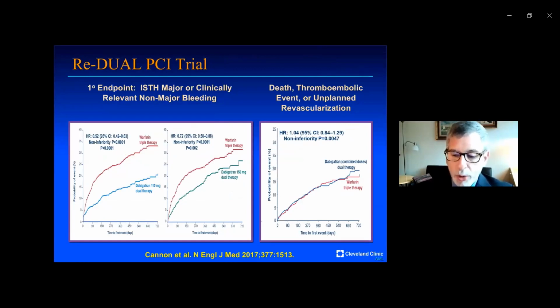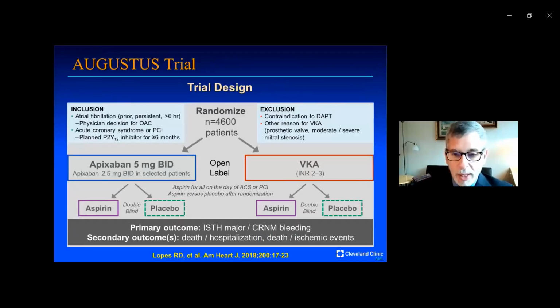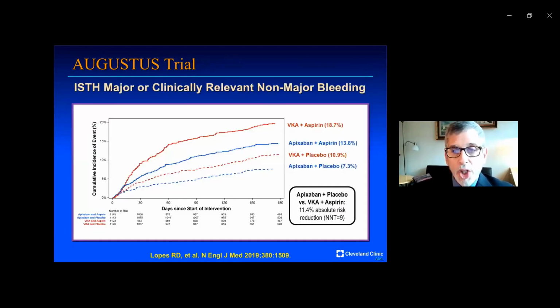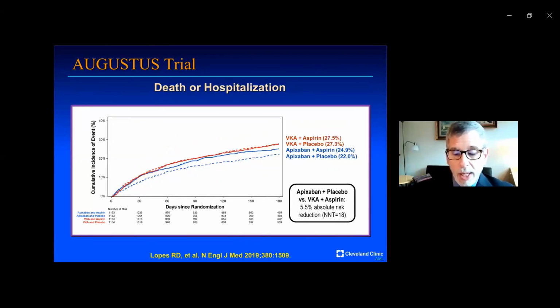Yet neither of these really used the factorial design to independently investigate aspirin versus no aspirin or warfarin versus a NOAC. And that was the intention and the design of the AUGUSTUS trial. This was a large trial of 4,600 patients which used a true factorial design, randomizing patients to apixaban or vitamin K antagonist begun immediately after their intervention, and then sub-randomized to aspirin or placebo, with the primary outcome being bleeding events. It showed that bleeding was reduced by holding aspirin, placebo versus aspirin, that is, single antiplatelet therapy, and also reduced by apixaban as compared to vitamin K antagonist, whereas the ischemic events were similar in all of these arms.